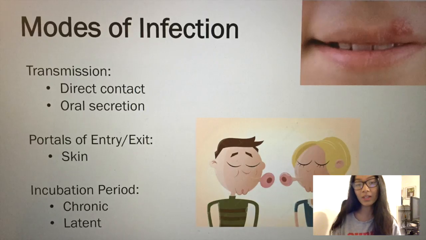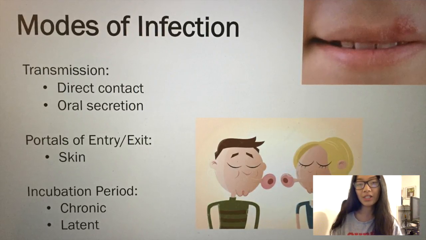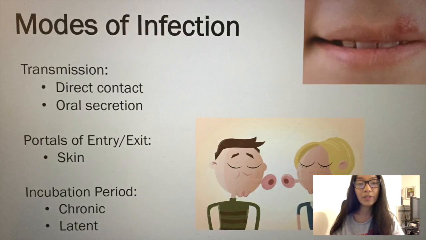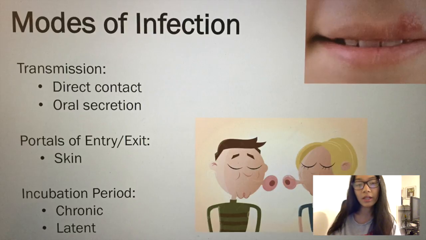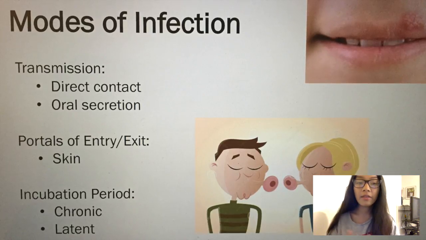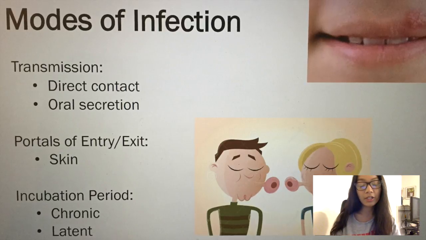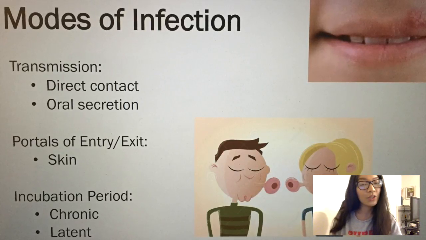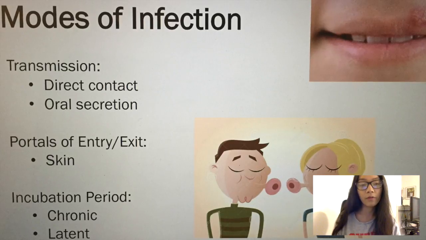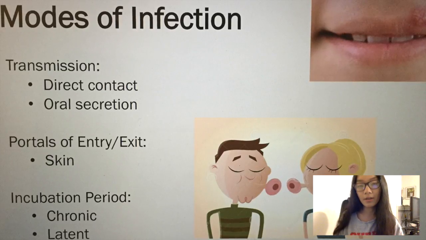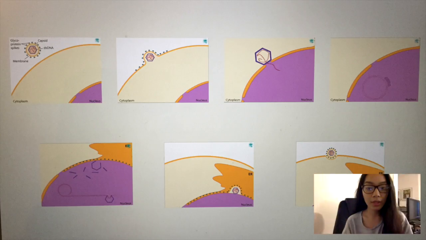Portals of entry as well as exit include the skin. Like I said before, transmission is through direct contact. The herpes sores are generally shown on the skin, and so during skin contact, that's how the virus will enter and exit. And the incubation period, so the thing with the incubation period is this disease is chronic, meaning it does last in the body forever. So whenever it comes, it will basically stay in the body for life.